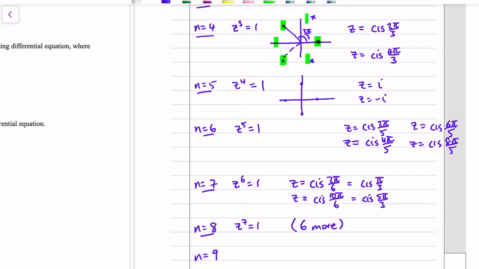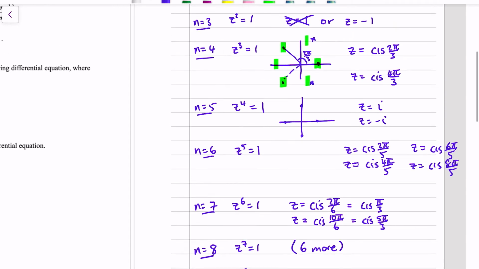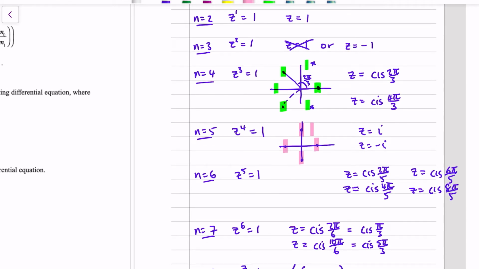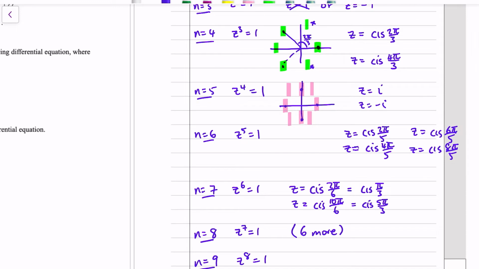And n equals 9, well, that gives us z to the 8 equals 1. Those solutions are all solutions to z to the 4 equals 1. 1, 2, 3, 4. But there's 4 more in the gaps. And have we seen those before yet? No, because it's at 45 degrees, which is pi over 4. We have none of our solutions at pi over 4, so it's the 4 in the gaps there. So I'm just going to write 4 more.